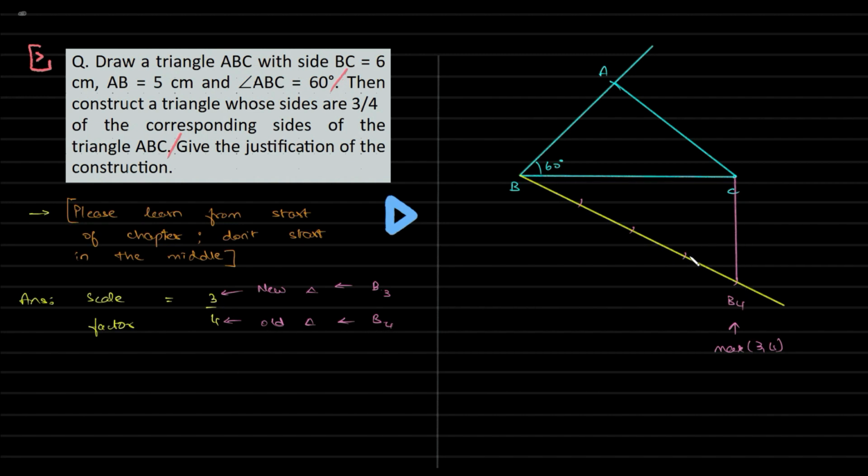And from B3 we need to draw a line parallel to CB4. So this is B3. So these two lines are parallel. And at the end of it, you need to draw a line parallel to AC. This is C dash A dash, this is A dash C. So this is our basic idea of the construction.